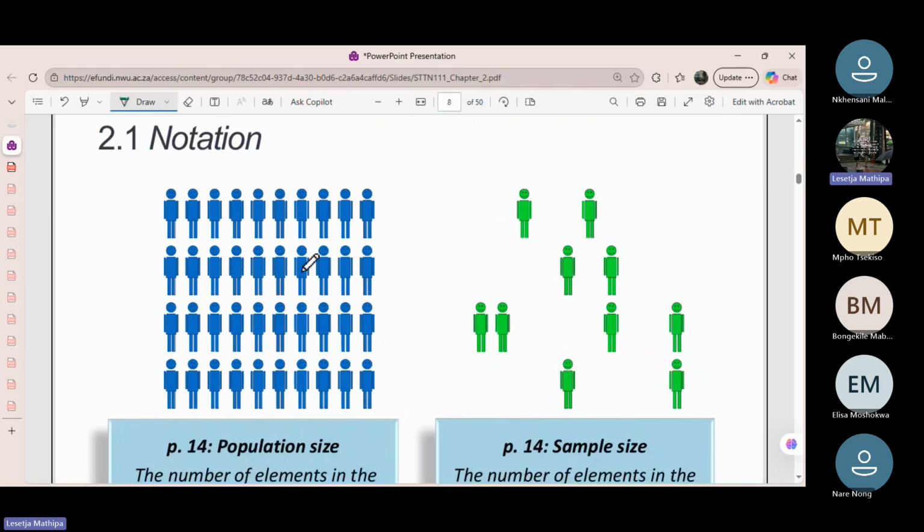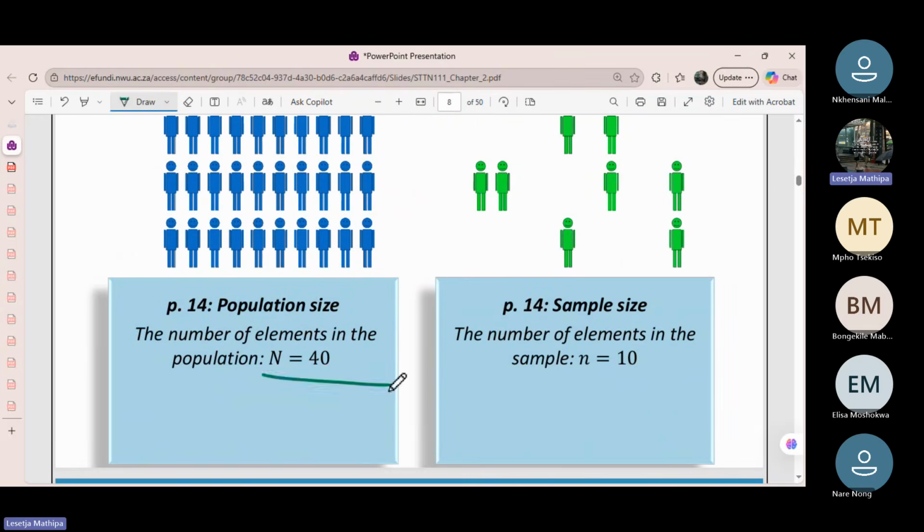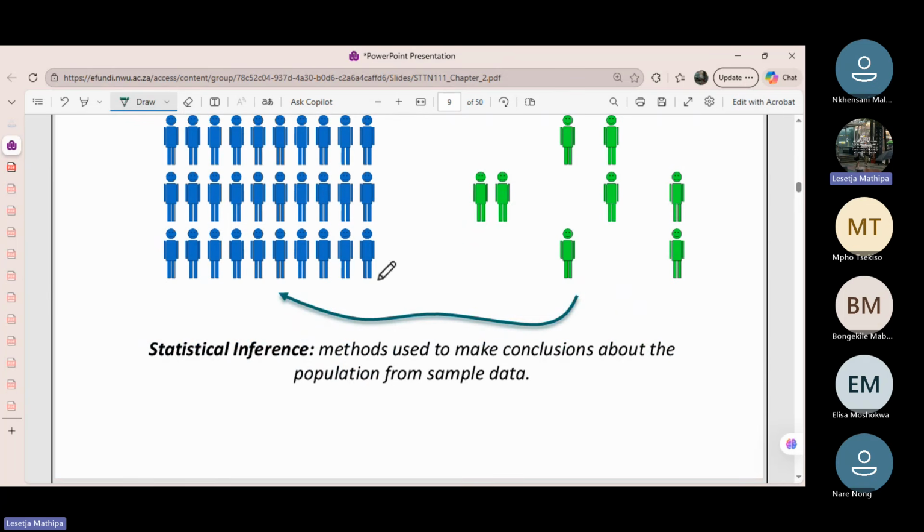Okay, great. So this is the population size as capital letter N, and this is the sample size, small letter n. You also need to know the definition of statistical inference. Statistical inference is the method we use to make conclusions. And that conclusion is about what? It's about the population, from the sample data.